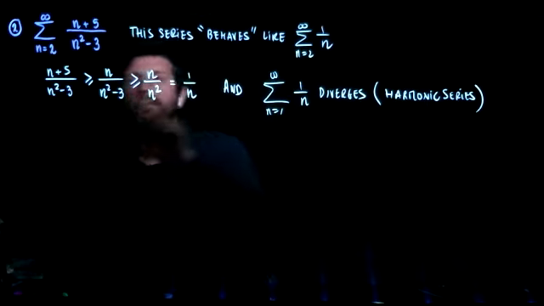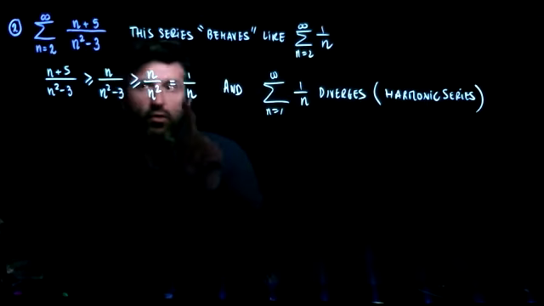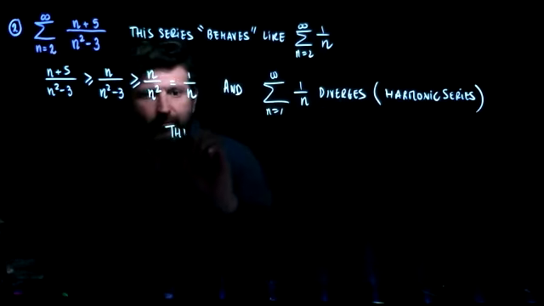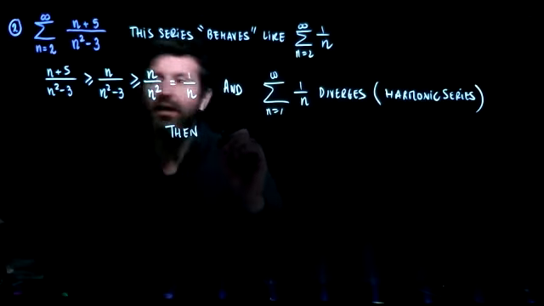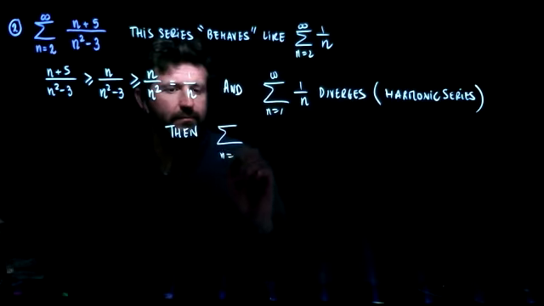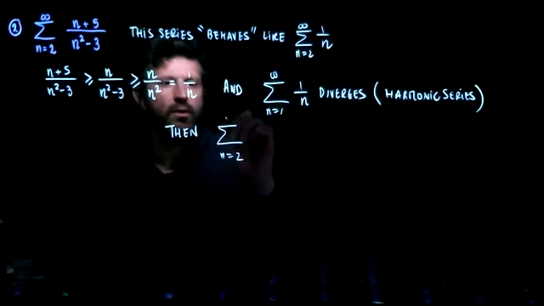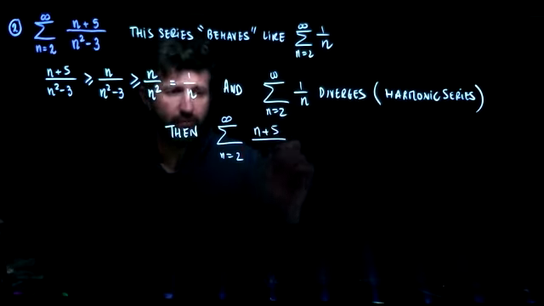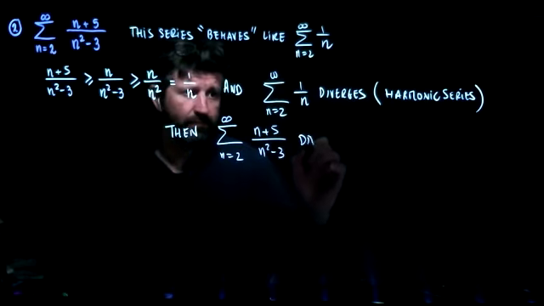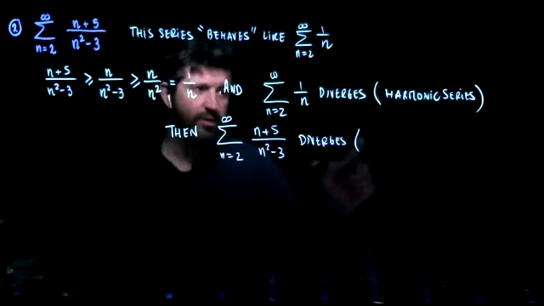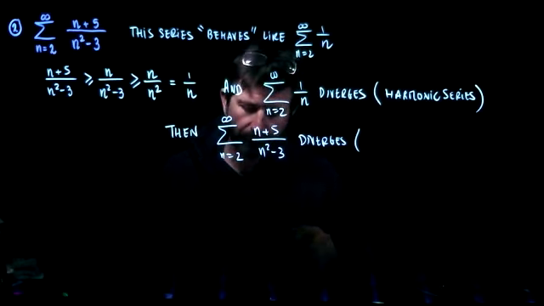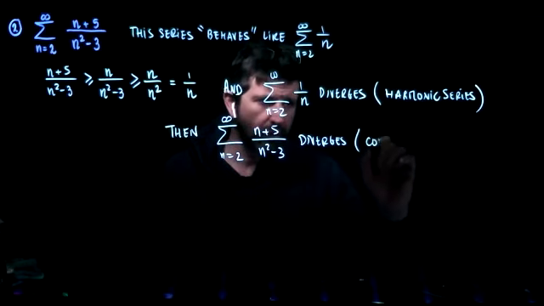Okay, so since n plus 5 over n2 minus 3 is greater than 1 over n, and 1 over n diverges, then, that's my second part of the comparison test, then the series from n equals 2 (so I could start at 2 here) to infinity of n plus 5 over n2 minus 3 diverges. What's the reason? Why does it diverge? I need a justification here. Comparison test. Very good, thank you.